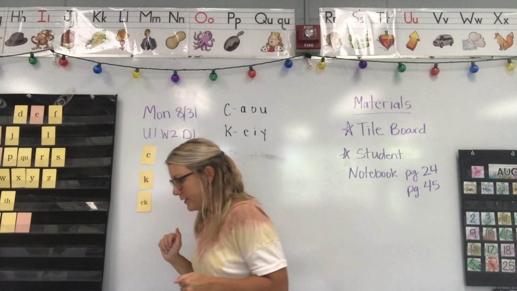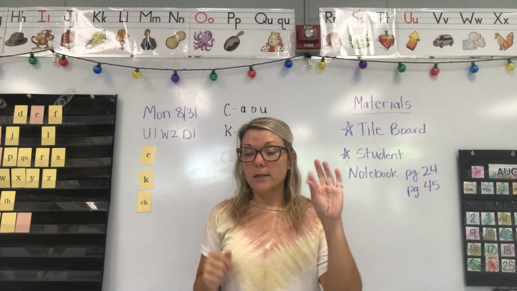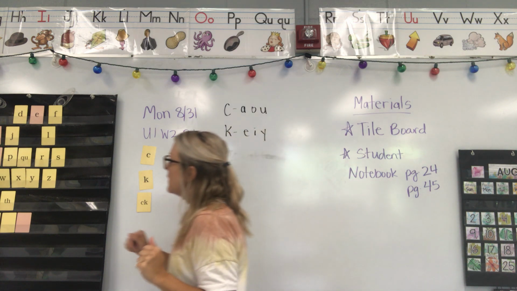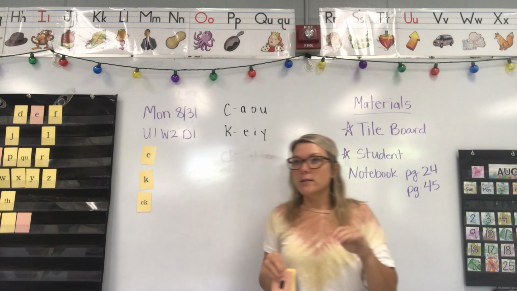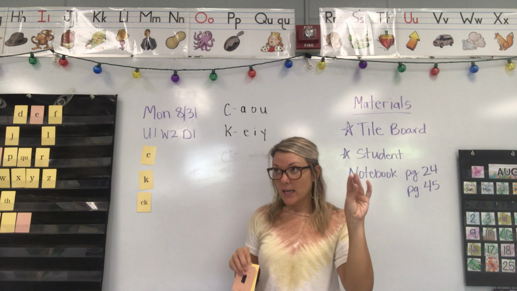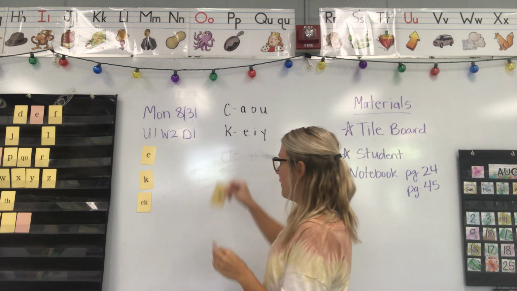Try a couple more. Let's try sick. Tap it out. Sick. And let's see if we can spell that. Okay, so now I have 3 sounds. Sick, 3 sounds. Okay, so I need to keep that in mind when I'm building with my tiles.